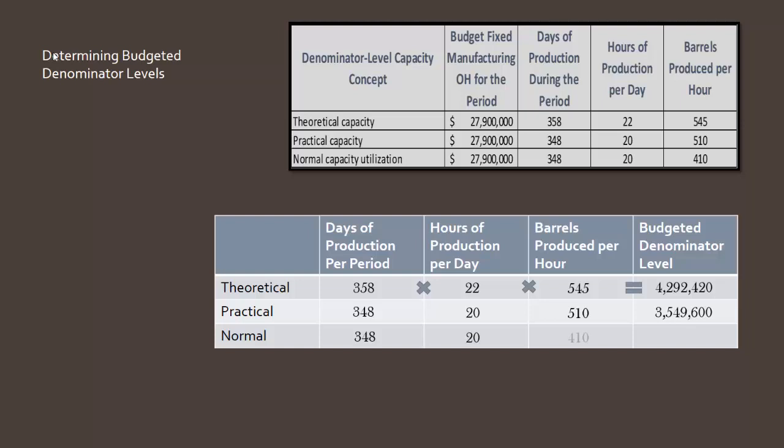And then normally, still 348 days of production per year and 20 hours per day, but we think we only have demand to make 410 barrels per hour. That's our optimum production level, which means if that's the case, we would only make 2,853,600 barrels of beer during the year.